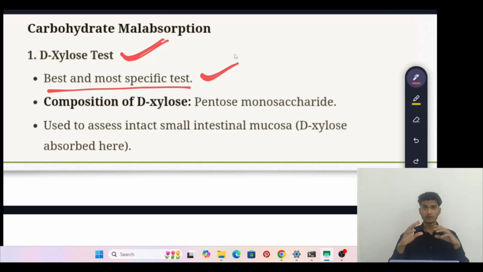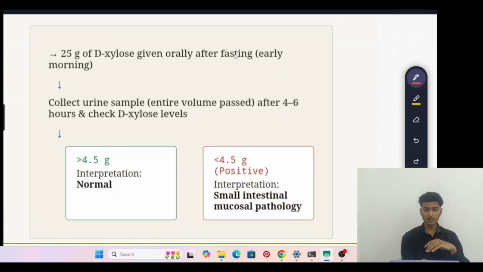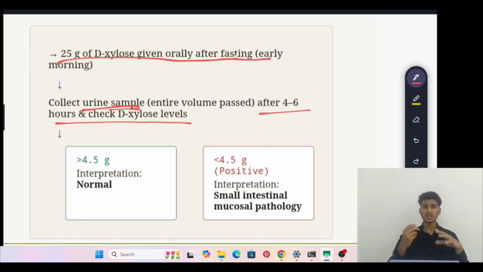First of all, we will feed the patient with D-xylose, as you can see here. 25 gram of D-xylose is given orally after fasting. Early morning we will give this, and after giving this, we will take the urine sample. We will collect the urine sample after 4 to 6 hours and check the D-xylose level. If the D-xylose level is more than 4.5 gram, then we can interpret that the patient is normal.